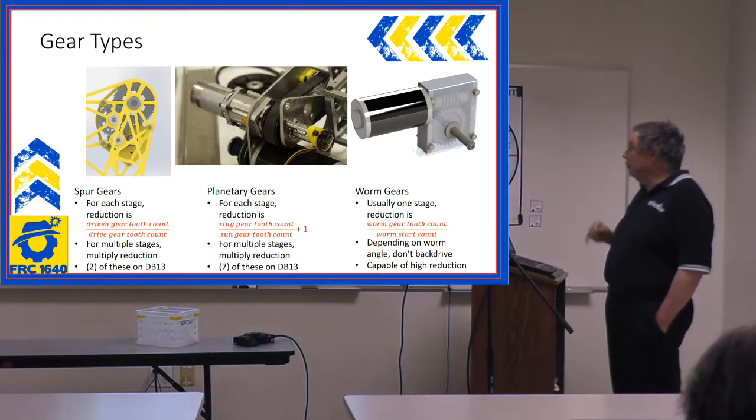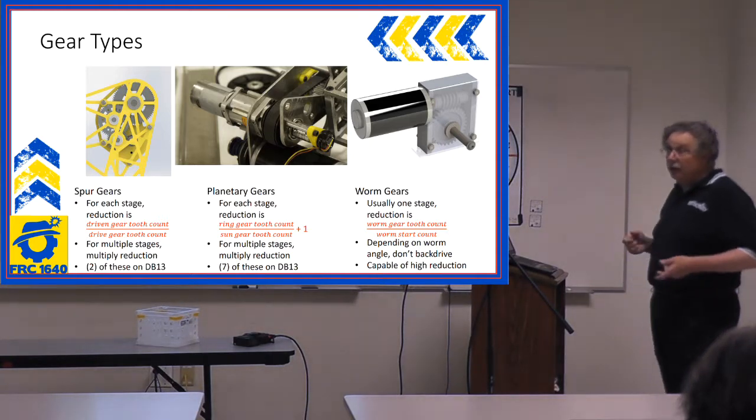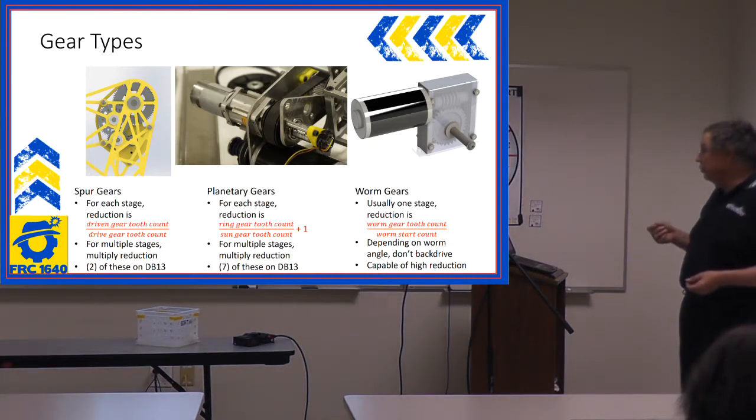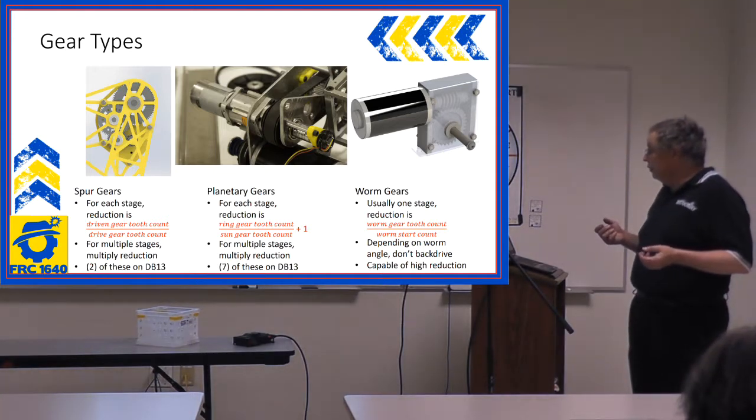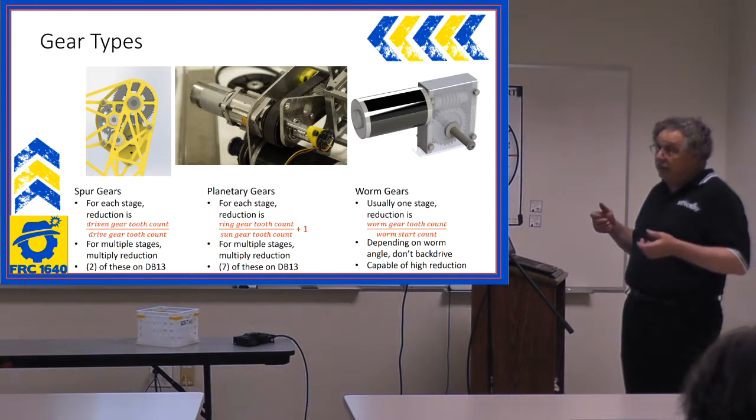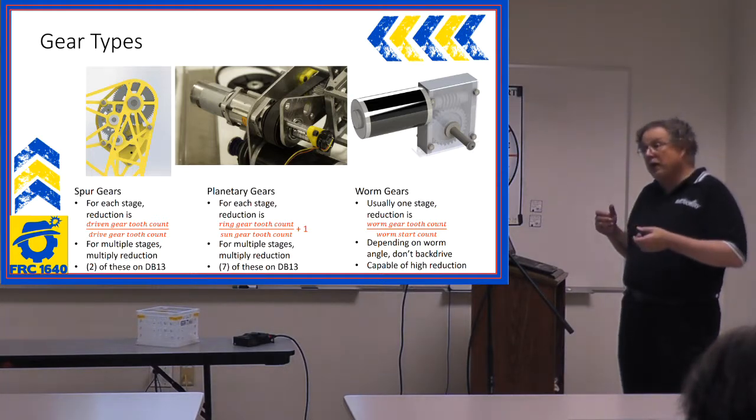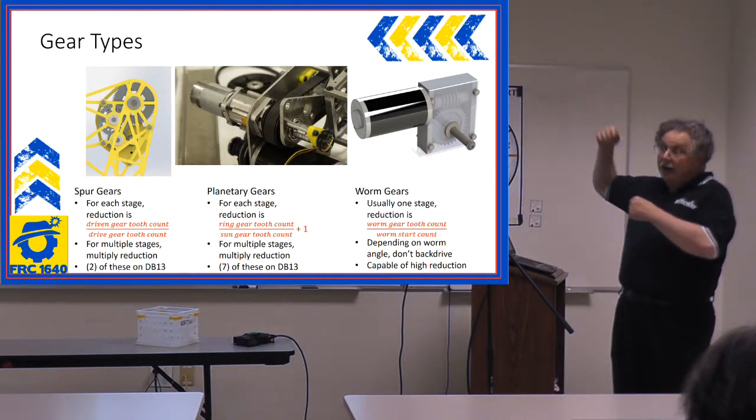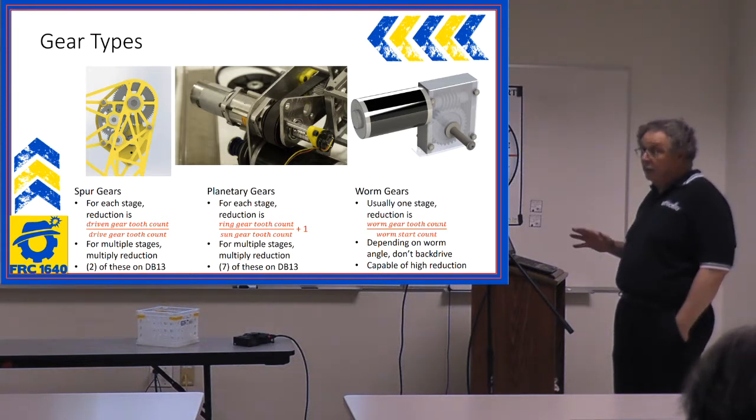And then worm gears, usually it's only 1 stage, but you can have really, really large reductions on worm gears. The reduction is worm gear tooth count divided by the worm stud count. And depending on the angle, worm gears can be designed so that they don't back drive. So if you were using this to climb a rope, for example, and you turned off power at the end, your robot would not slide down. We didn't use that, but we could have. It was an option.